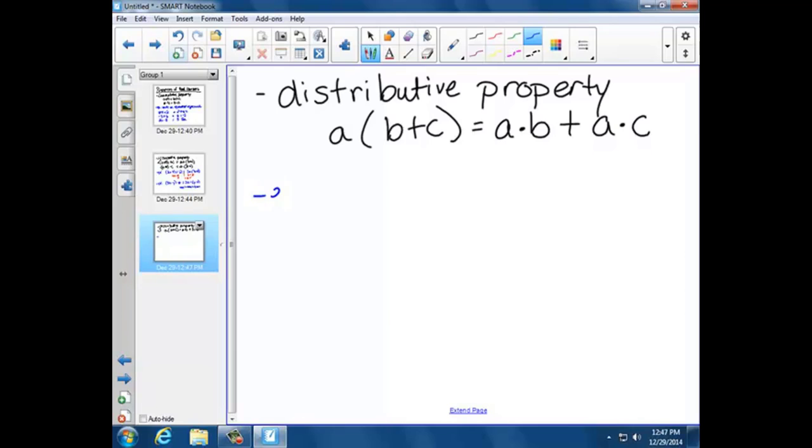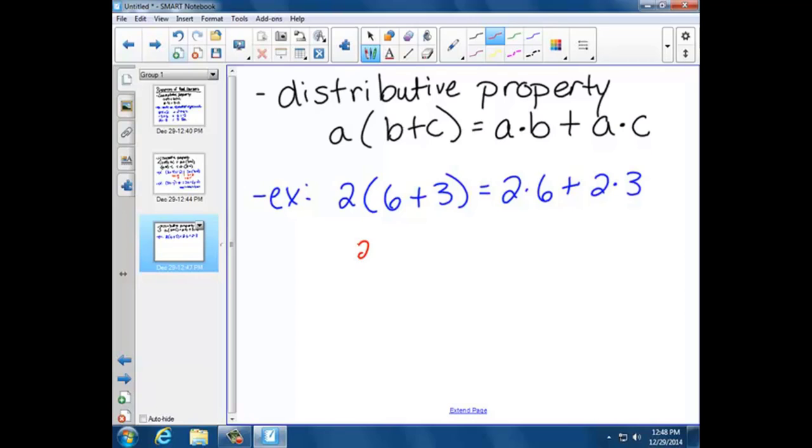So let's do one with just numbers first, and then we'll do one with variables. So if I had 2 parentheses times 6 plus 3. So using the property, this should be the same as 2 times 6 plus 2 times 3. So let's do a little check that this comes out. So this is saying 2 times 6 plus 3 is 9. So we get 18 on that side. So let's see if we get the same thing on the right side. 2 times 6 is 12. 2 times 3 is 6. 12 plus 6, yep, that is 18. So it works out.